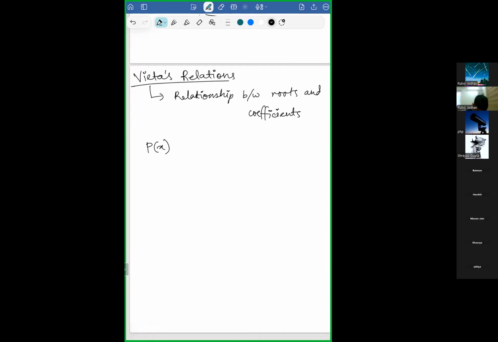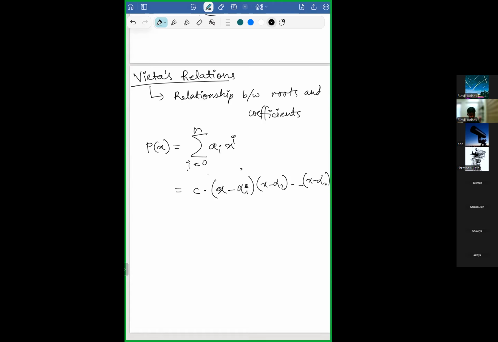So if p of x is a summation, I'm just writing this in a summation form, and this is also some c times a product. So we can write p in both forms. The first one is the general form as stated before, and the second one is the form we got by the fundamental theorem of algebra. Basically, there are n roots, so these alpha i's are the roots of p, and so we can write p in this form as well.